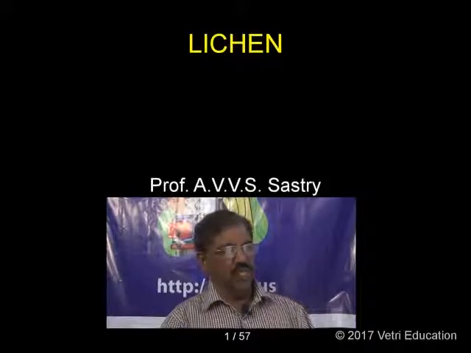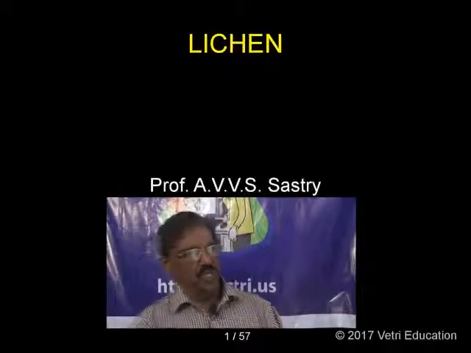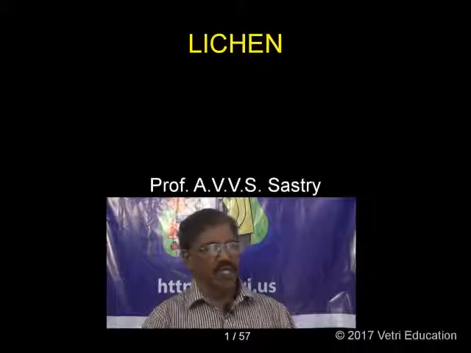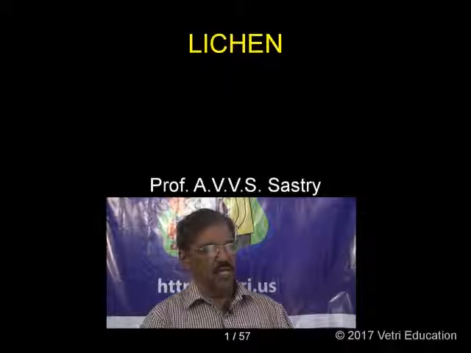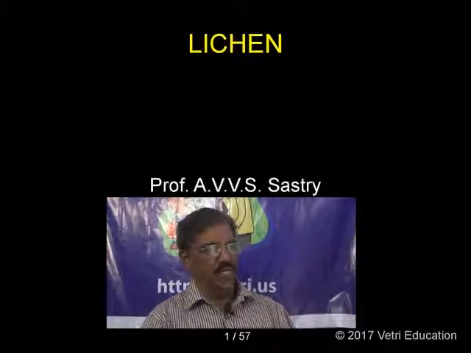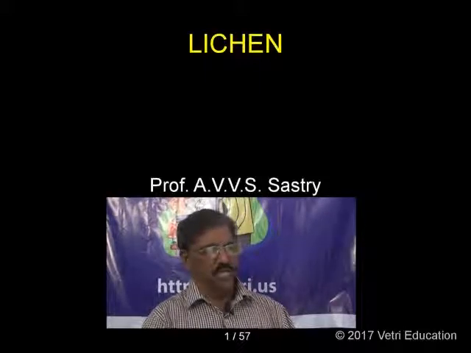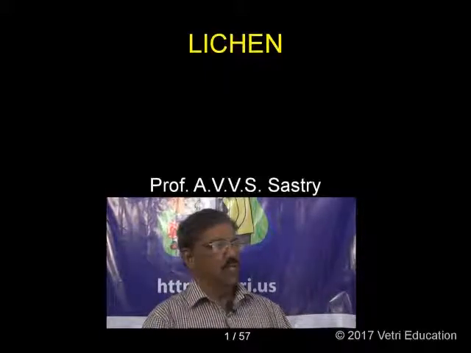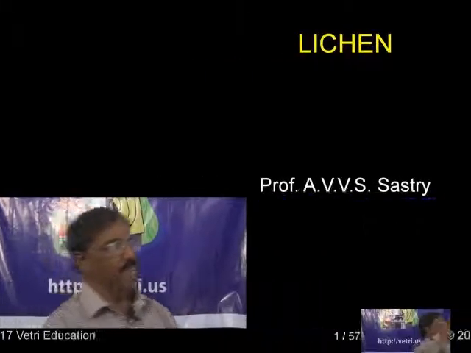And we discussed different types and classification based on the thallus organization and also based on the fungal component. If the fungal component is an ascomycetes fungus, they are called ascolichens, and if it is a basidiomycetes component, they are called basidiolichens. And also the vegetative propagules associated with the lichens we discussed. Today we discuss the reproduction in lichens.